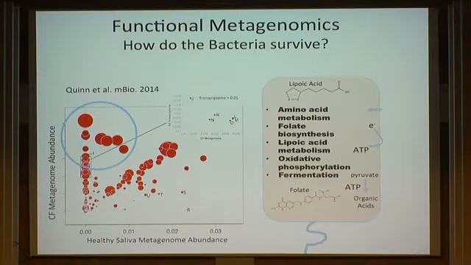And what I basically found, shown in this plot, which is the abundance of certain KEGG pathways in a CF metagenome compared to a healthy saliva. The size of the bubble is the abundance of that pathway in the transcriptome. Essentially, the CF microbial community is enriched in amino acid metabolism, folate biosynthesis, lipoic acid metabolism, oxidative phosphorylation, and fermentation. So a number of things you'd expect to find, but also some things that we didn't expect.